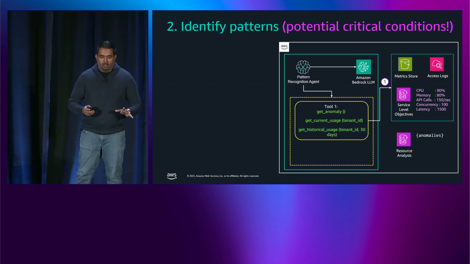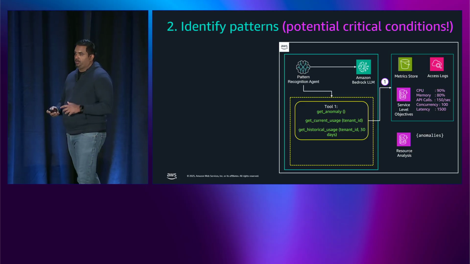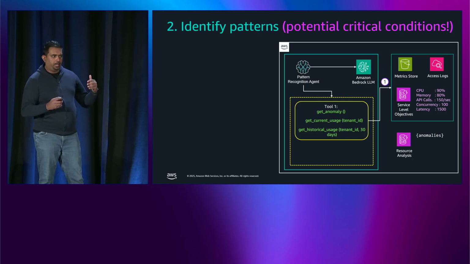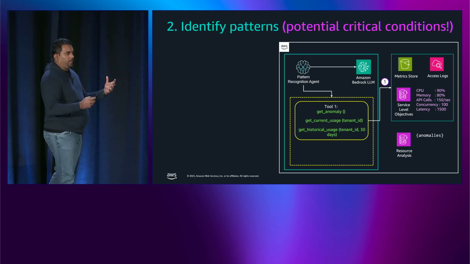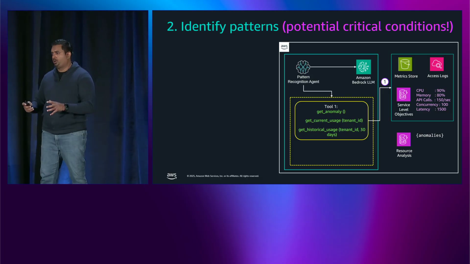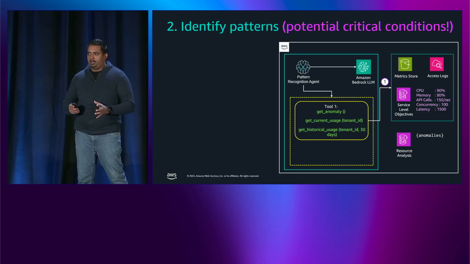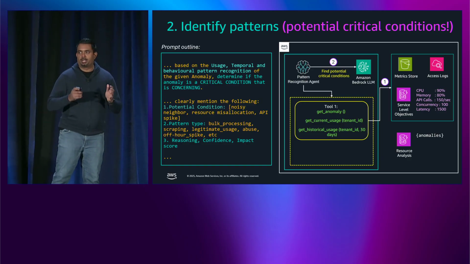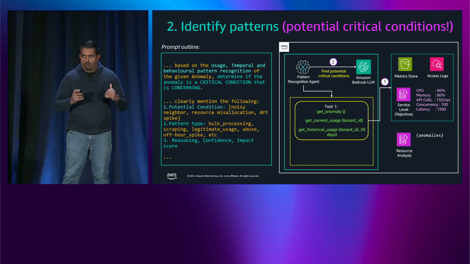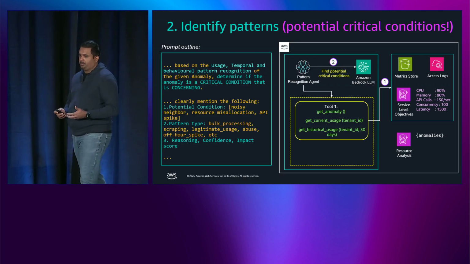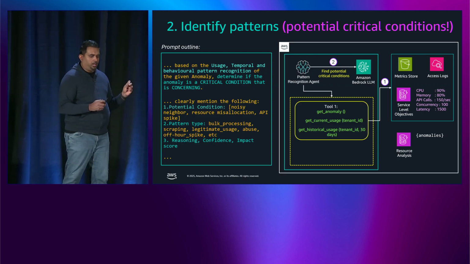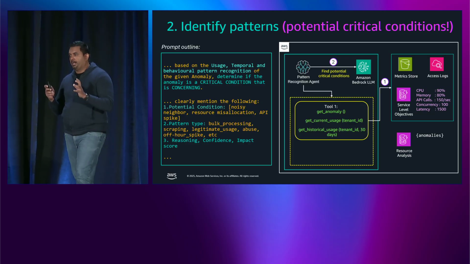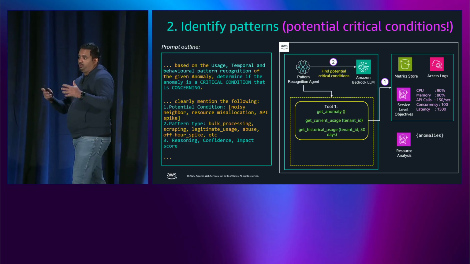So with that, when it gets executed with the workflow, it first takes the anomaly that was identified, then gets the tenant ID, and then gets all the current and historical usage data from the control plane, leverages the LLM, and asks for potential critical conditions. Now, through the prompt, we can specifically mention to conduct usage, temporal, and behavioral pattern recognition of this given anomaly against the historical usage data set.